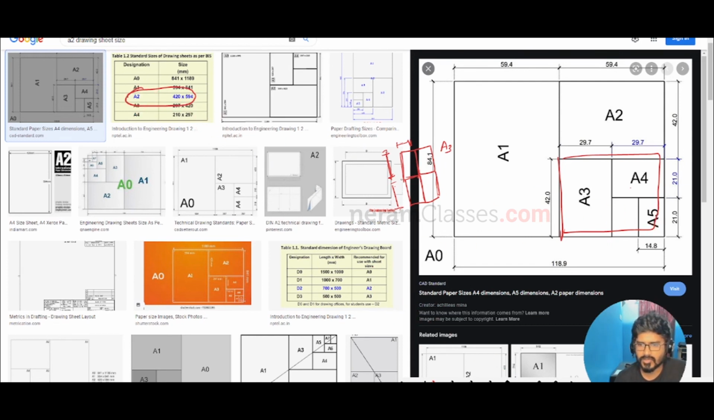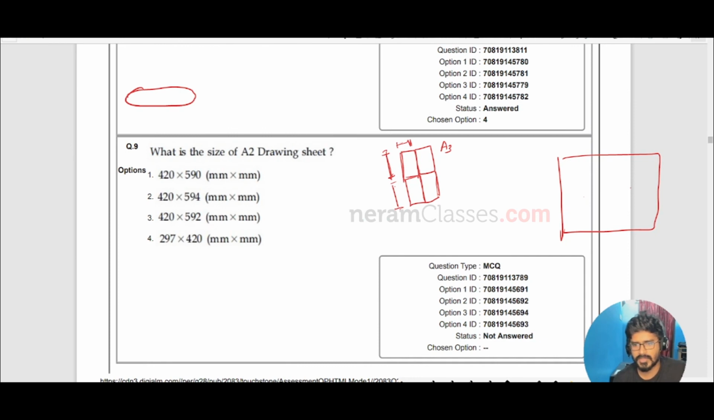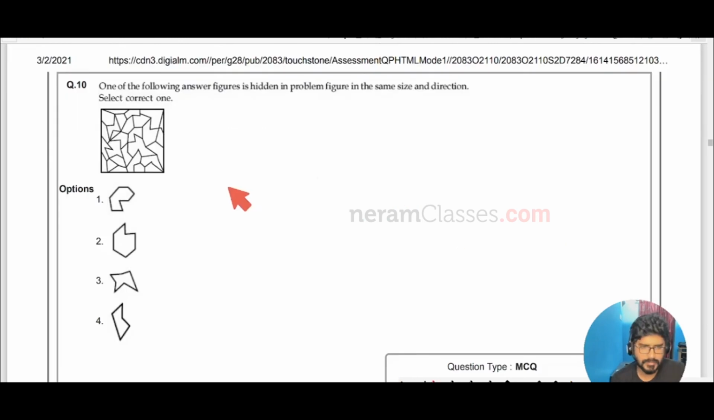So you should also know unit conversion. If you know the size in centimeters or in feet and inches, you can convert it to mm, because the options are given here in mm. Maybe in the future they will give them in other unit systems also. So it's better if you also know all these things. Also, you should learn about unit conversion.